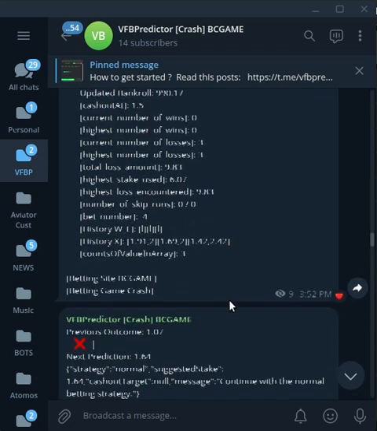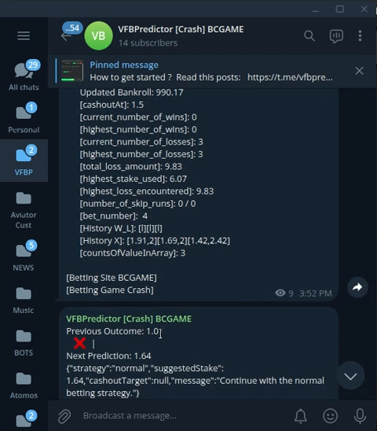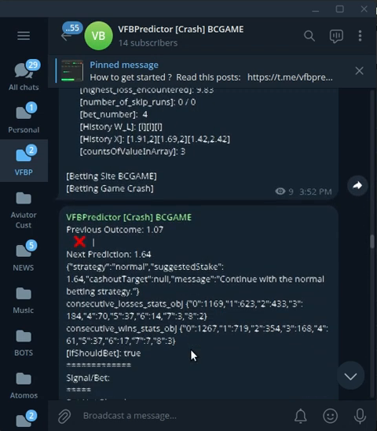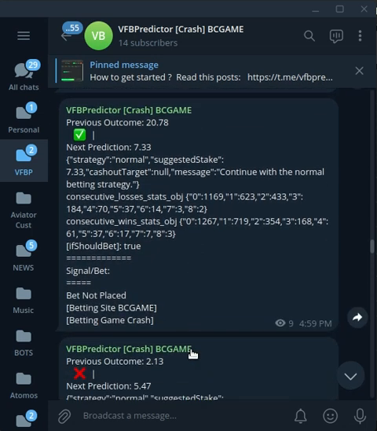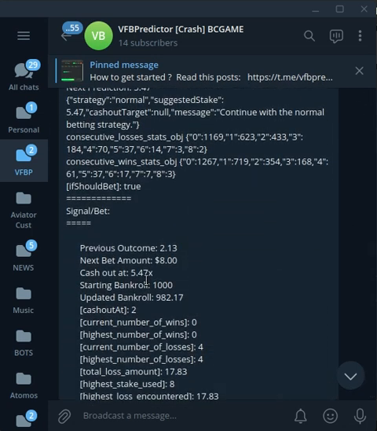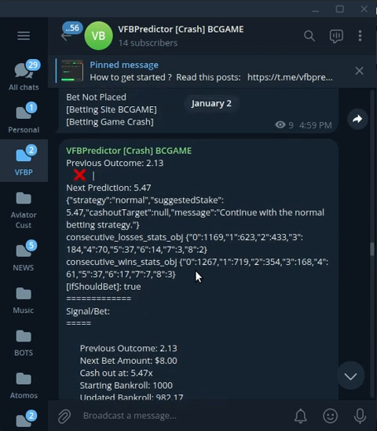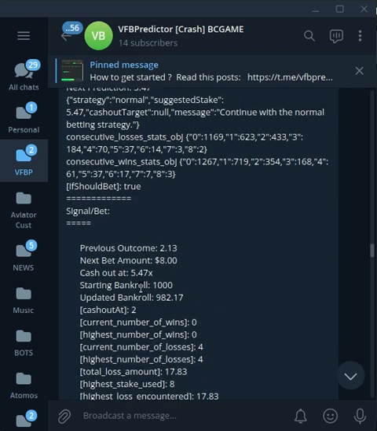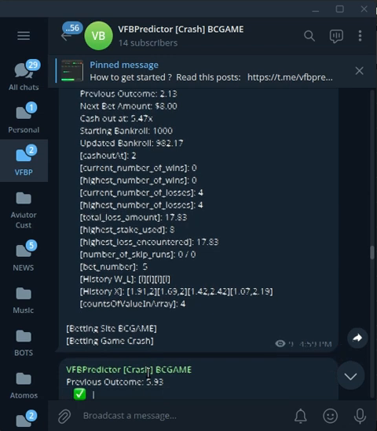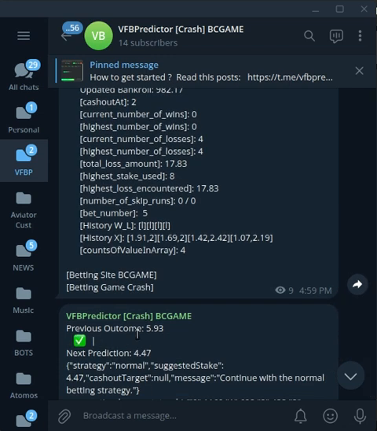So did this one reach 2.19? No. We have the 4th loss, right? And then we wait for another signal. Here's another signal telling us to bet an amount of 8 and cash out at 5.47, right? So did this one win? Yes, this one won, because the previous outcome was 5.93.